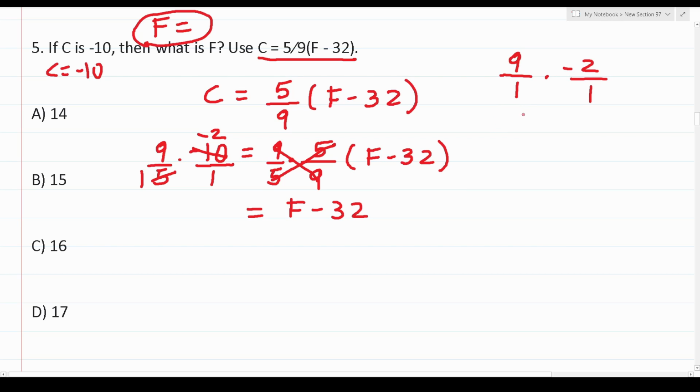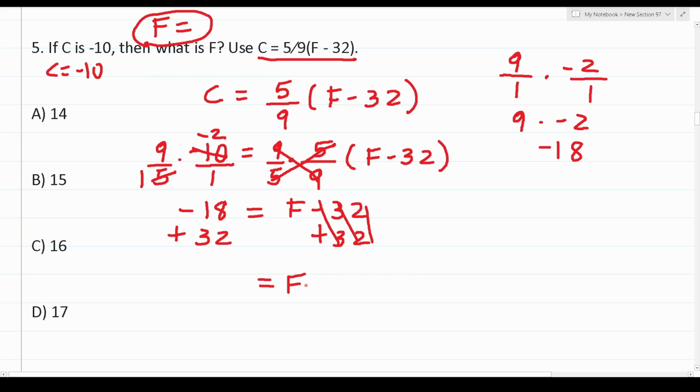Well, 9 over 1 is the same thing as 9. Again, 9 divided by 1 is just 9. And -2 over 1 is the same thing as -2. So this becomes 9 times -2, or -18. All right, so let's go ahead and solve for F now. The only thing we have to do is add 32 to both sides now. This crosses out here, leaving you with just F on this side.